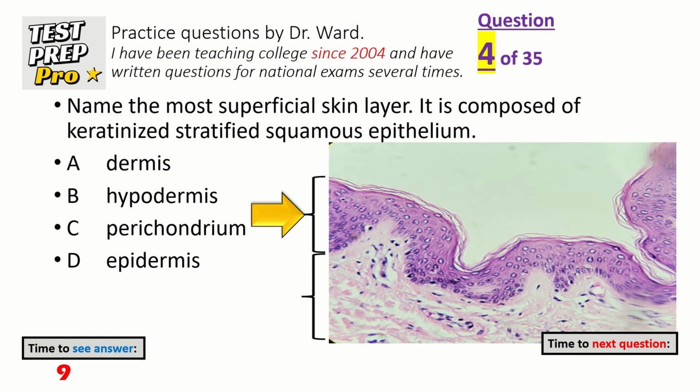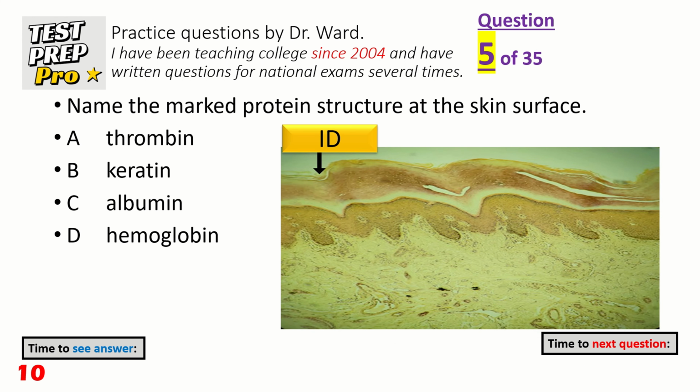Name the most superficial skin layer. It is composed of keratinized, stratified squamous epithelium. Epidermis. Name the marked protein structure at the skin surface. Keratin. It makes skin tough, very tough and rigid.